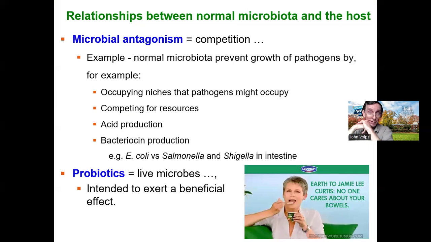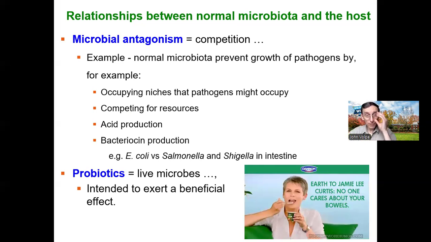This is also true in the vagina and the urethra, where the environment is made more acidic, as well as the mouth, made more acidic than it would be normally without the normal microbes being there. Furthermore, the normal microbiota can also antagonize a pathogen by producing a bacteriocin. A bacteriocin is a protein that acts like an antibiotic, except it's much narrower in its ability to act than an antibiotic.